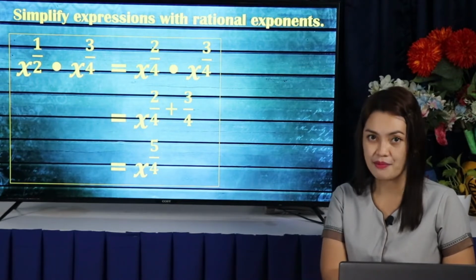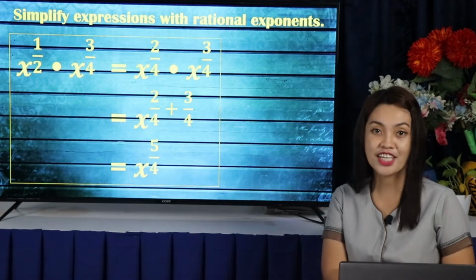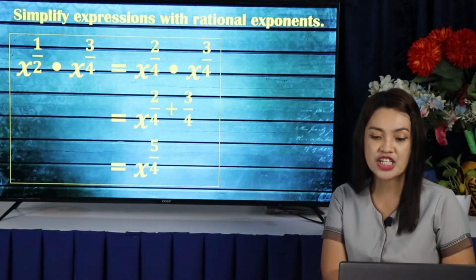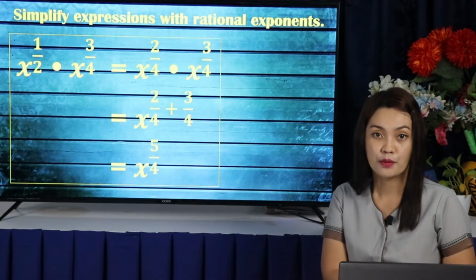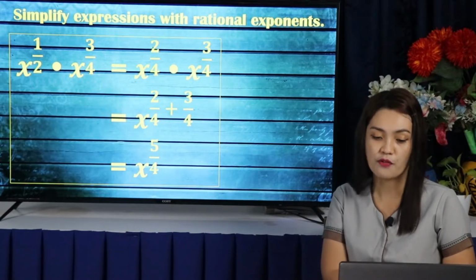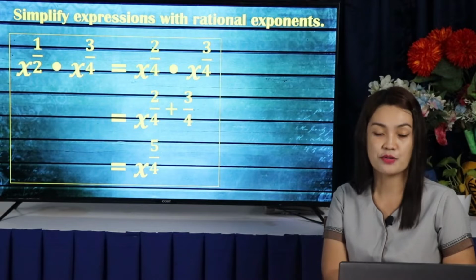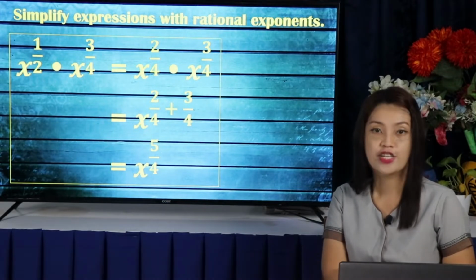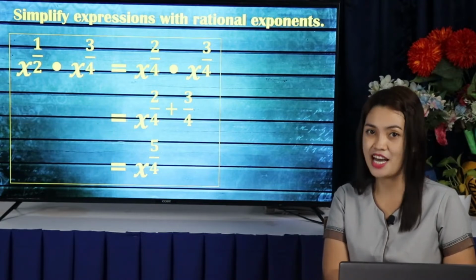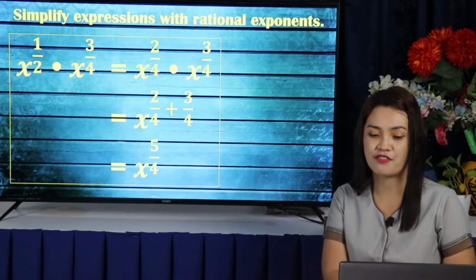The least common denominator is 4. For the fraction 1/2, divide 4, which is the least common denominator, by the original denominator of 1/2, which is 2. So 4 divided by 2 is 2. Multiply the result, which is 2, by the original numerator of 1/2, which is 1. So 2 times 1 is 2. 2 is the numerator of the equivalent fraction. 4 is the denominator of the equivalent fraction.